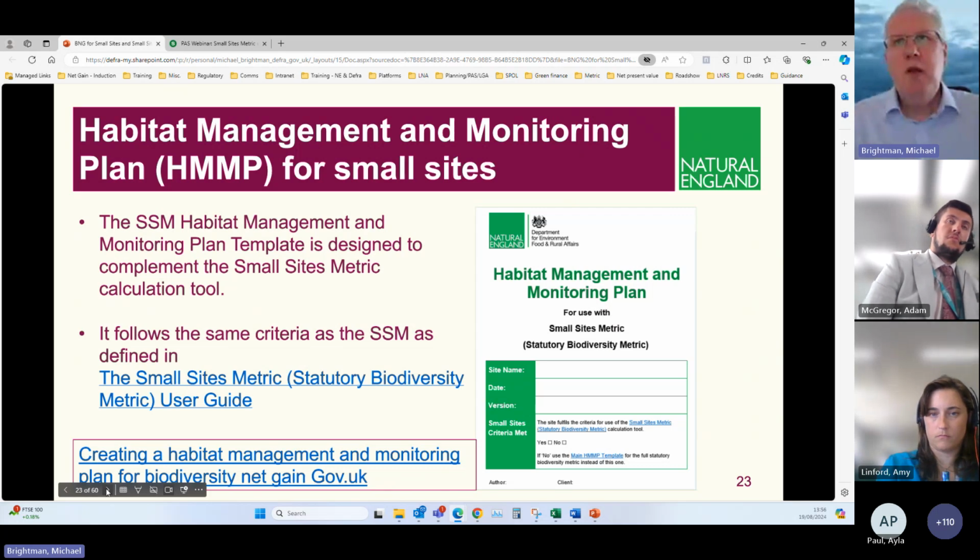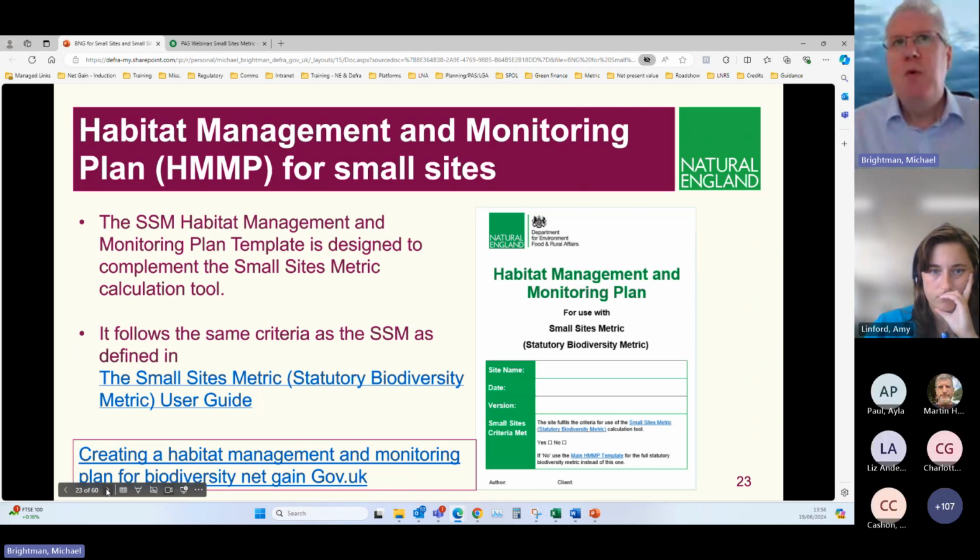Now, alongside the small sites metric, there is also a habitat management and monitoring plan template for small sites. This has been created by Natural England. It isn't a requirement to use Natural England's template, but it is a suggestion. Where a habitat management and monitoring plan is required, the small sites template provided by Natural England aligns with the small sites metric, and therefore it's designed to complement that calculation tool. There's a link at the bottom of this slide to further information and downloading the HMMP.